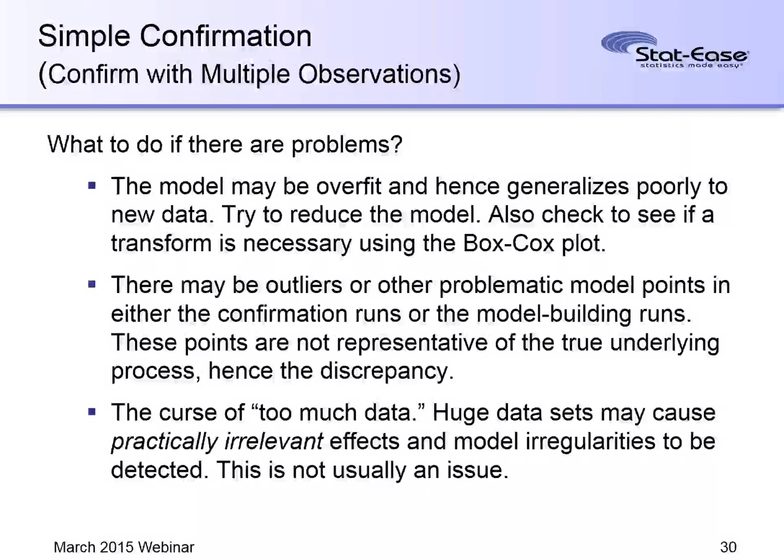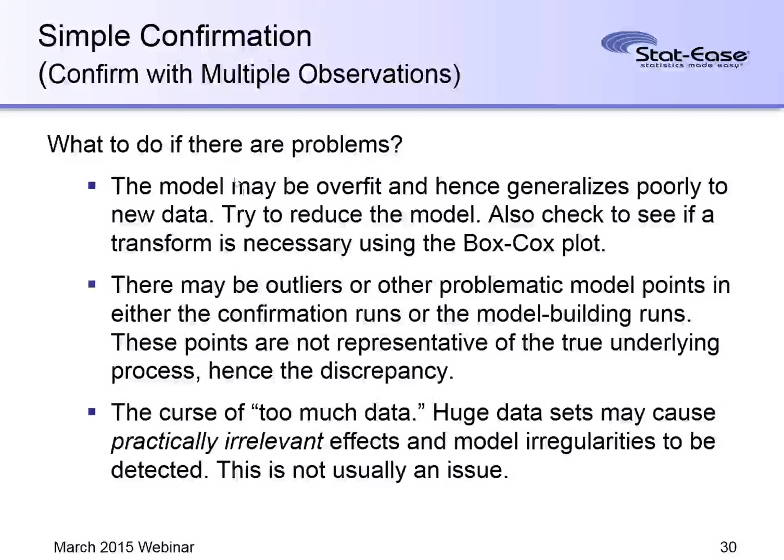So this slide will give some tips on what to do if there actually are problems. What happens if the confirmation runs don't agree with what the model is predicting? First of all, you may have overfit the model. Okay, what happens when you overfit the model is it's too specific to this particular data set, and when you have a data set that's just a little bit different, the predictive performance just falls apart. So you want a model that's general enough that it's not overfitting your particular data set.